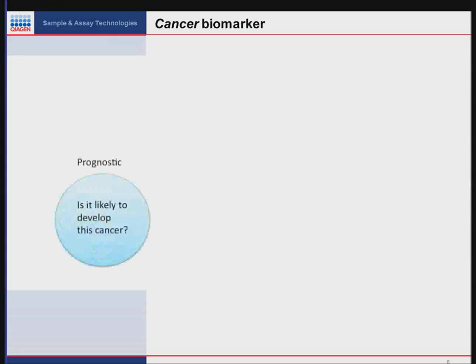Another term, cancer biomarker. So when we think about disease, in particular when we think about cancer, you realize that there's a number of different applications for biomarkers in looking at human disease. So for example, there are biomarkers that are prognostic. So is this spot on my arm likely to develop into cancer? Or is this a serious cancer? So there is value in predicting whether something is going to be bad for you or not.